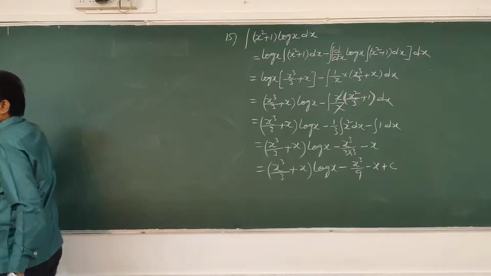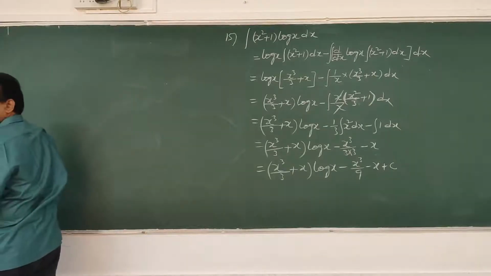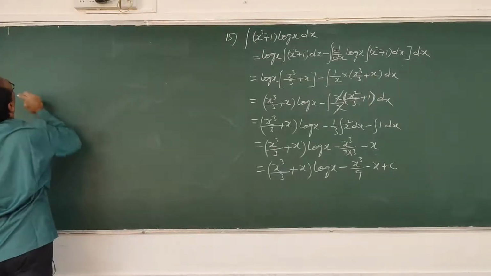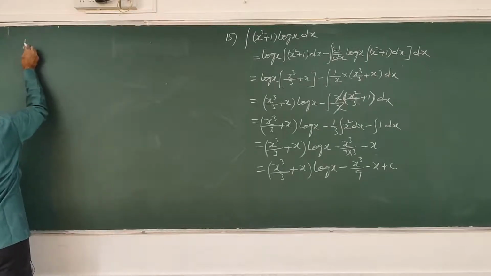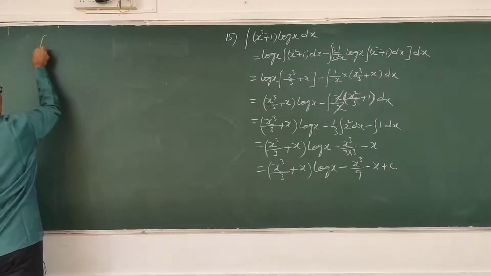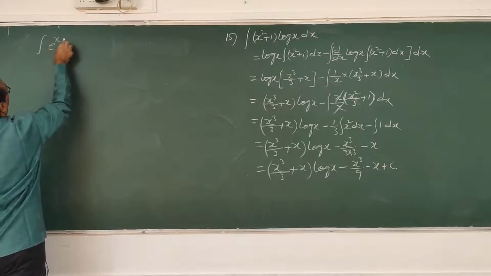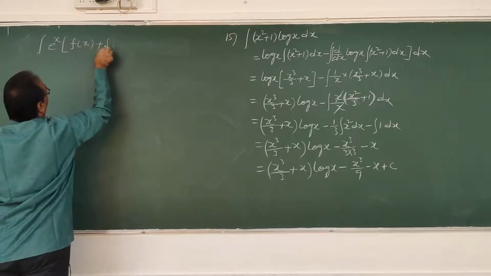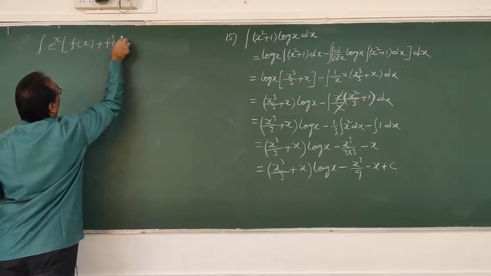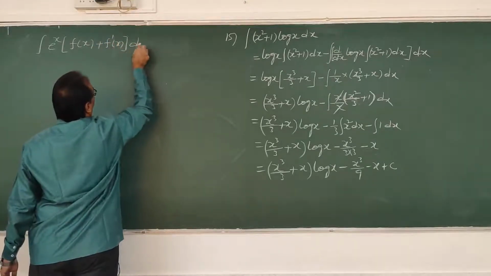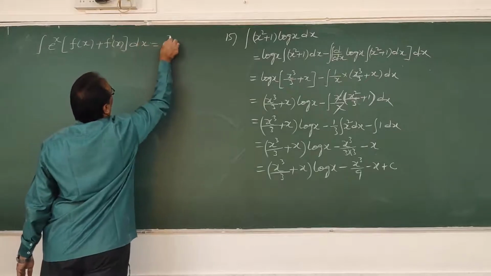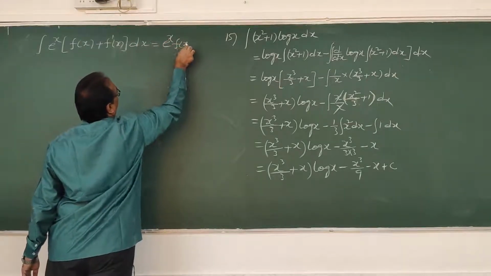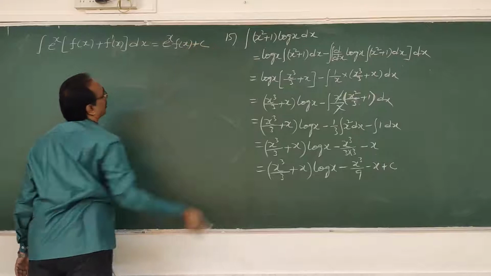Okay. Now we will see how you approached it. From there only we will do it. That is problem number 16. Now once again I will write that formula first. Integral e power x into f of x plus f dash x dx is equal to, because I already proved it, so directly I can use this formula, e power x into f of x plus c.